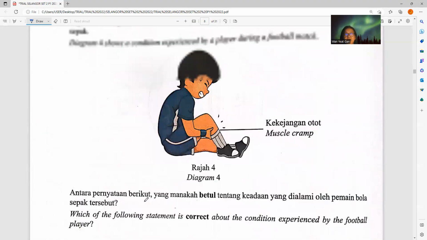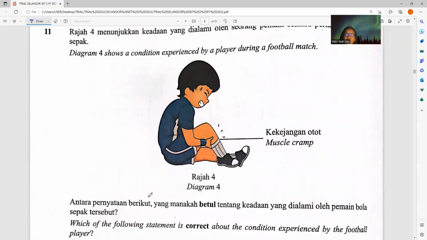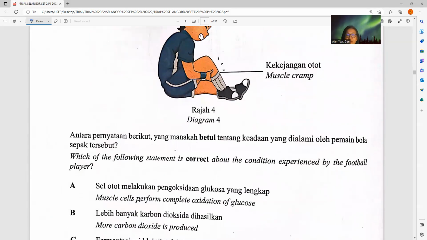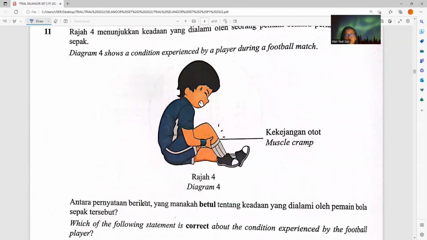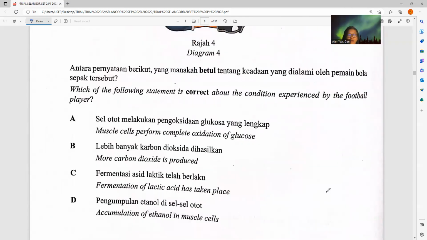Question 11. Now the diagram shows a condition experienced by a player during a football match. Which of the following statements is correct about the condition experienced by the football player? Now he is having muscle cramp. Now muscle cramp is due to the accumulation of lactic acid. So therefore fermentation of lactic acid has taken place in his muscle, which results in the accumulation of lactic acid, and this caused the muscle cramp.